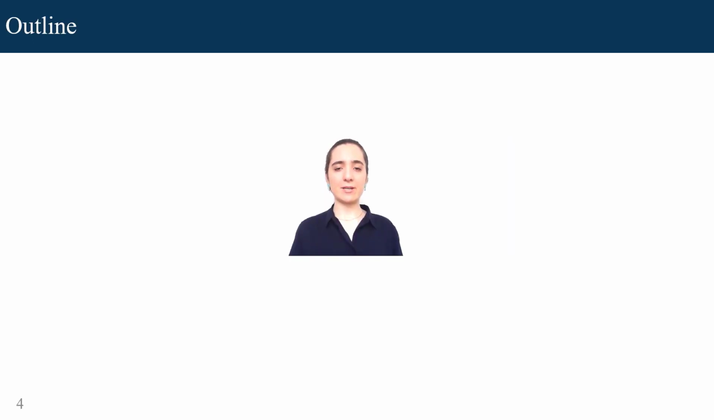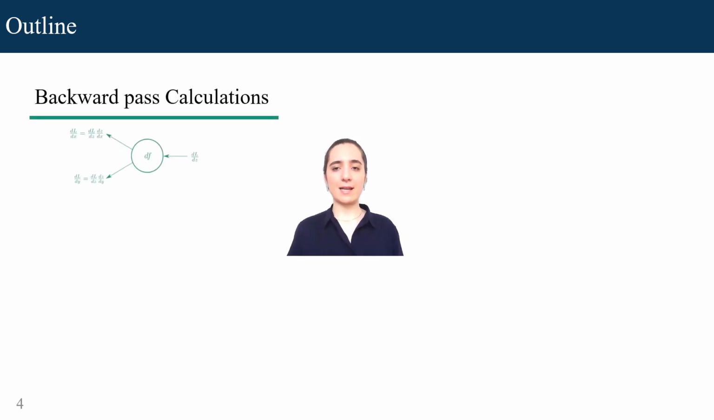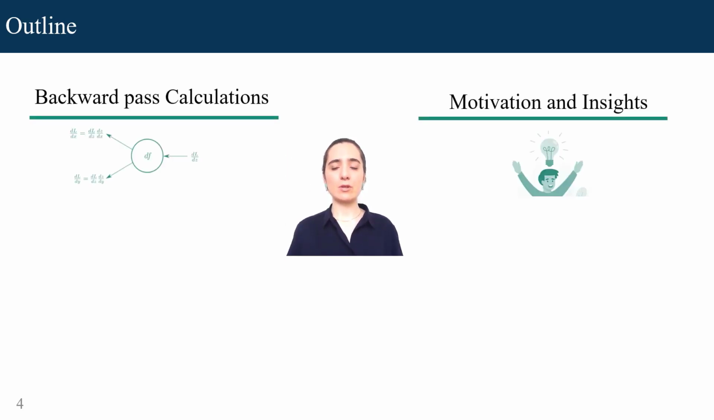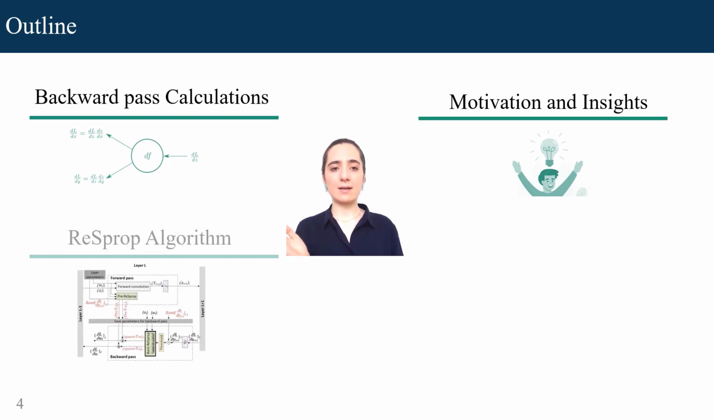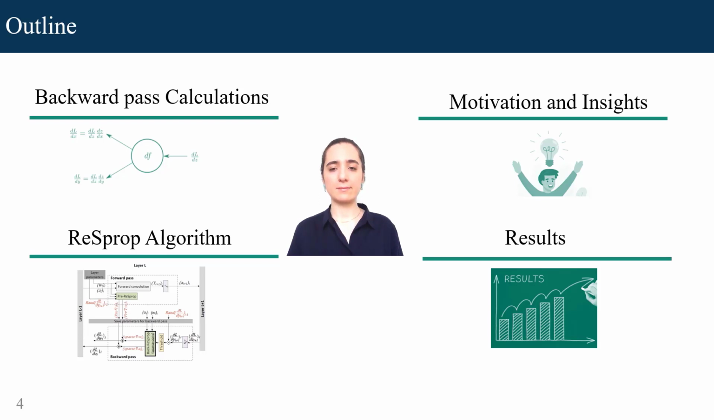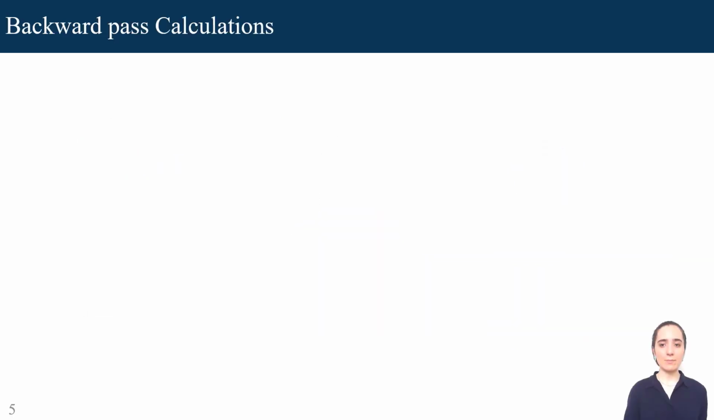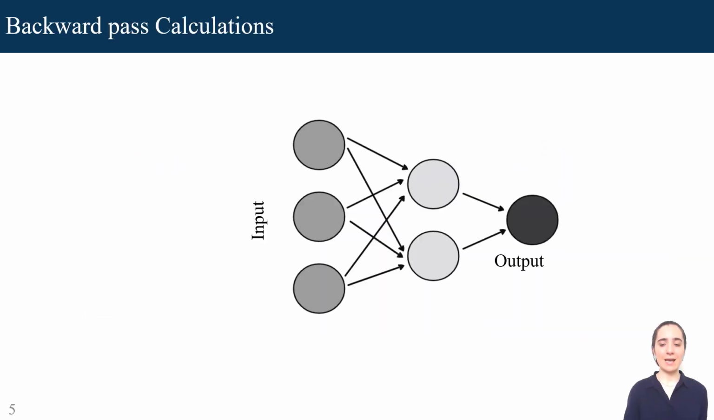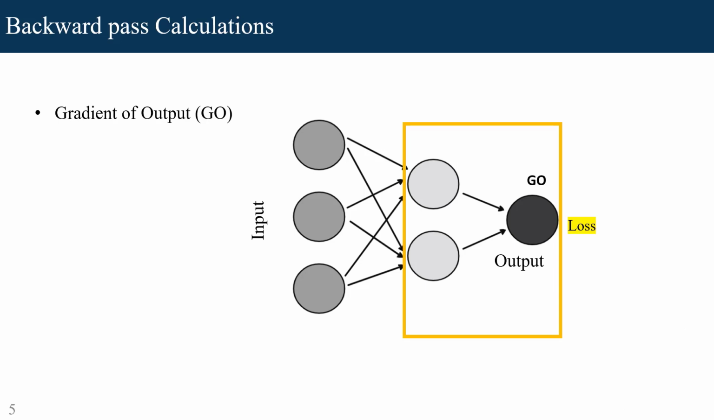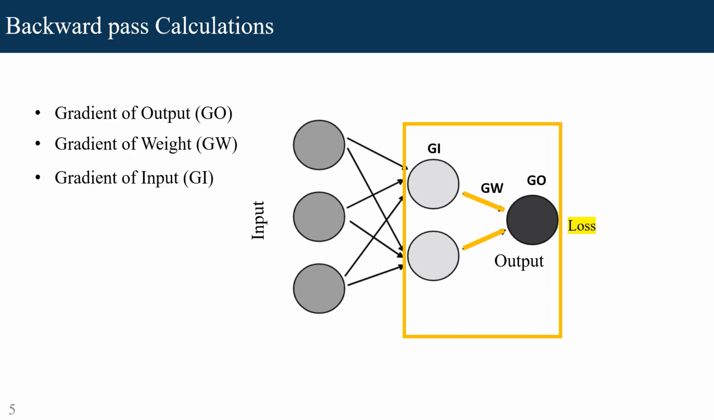The outline of our presentation is as follows. First, the backward pass calculations. Second, motivation and insights. Third, our ReSprop algorithm. And finally, our results. In forward pass, the output is calculated. After finding the loss in backward pass for each layer, the gradient of output, the gradient of weight for updating the weights, and gradient of inputs are calculated.